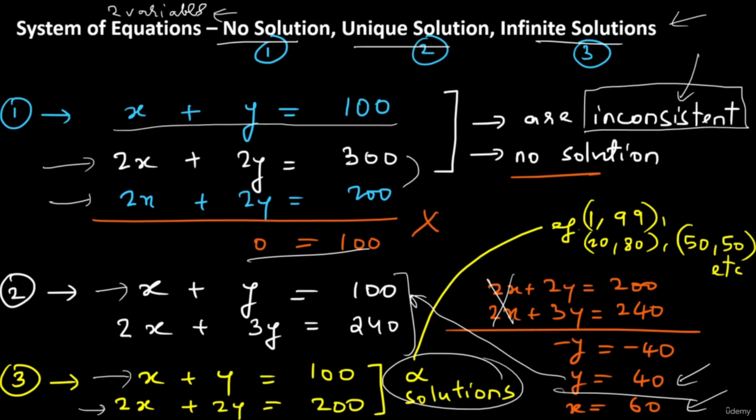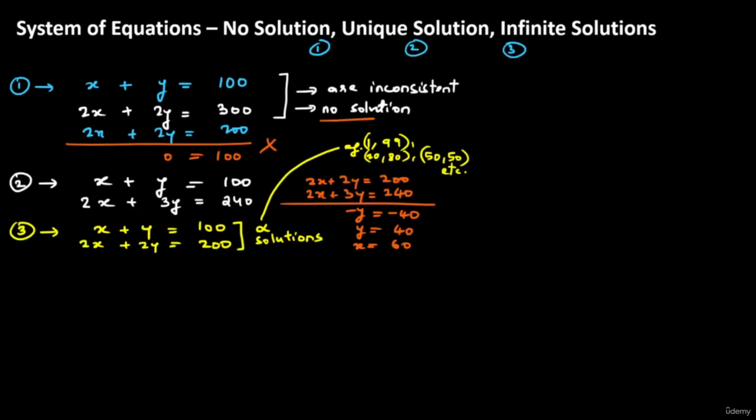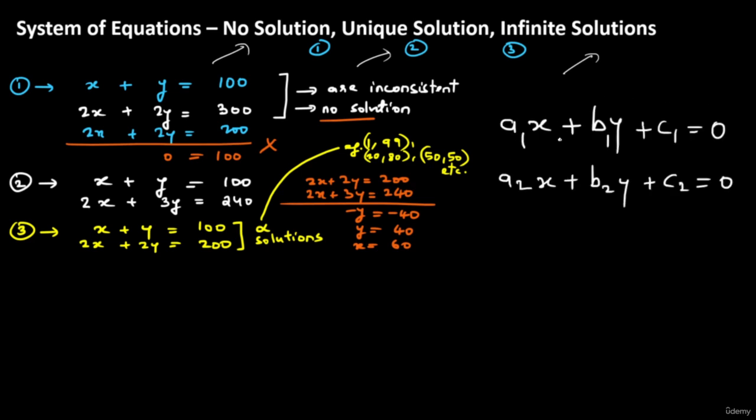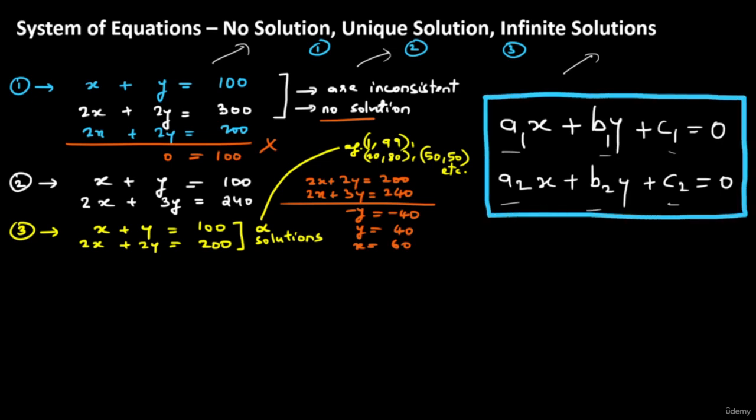Alright, now let's keep this aside and check a criteria with which to identify whether two equations that are given have no solution, a unique solution or infinite number of solutions. Now, let me write a generic expression of two equations. So I have a1x plus b1y plus c1 is equal to 0 and a2x plus b2y plus c2 is equal to 0. So you can see that I have used variables as the coefficients, right? Now let's analyze these two equations.